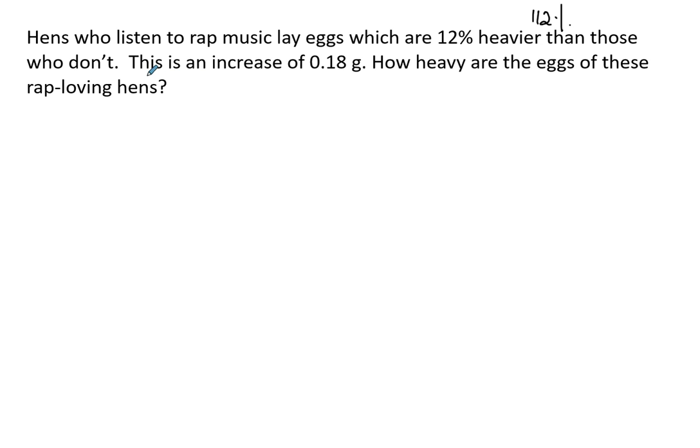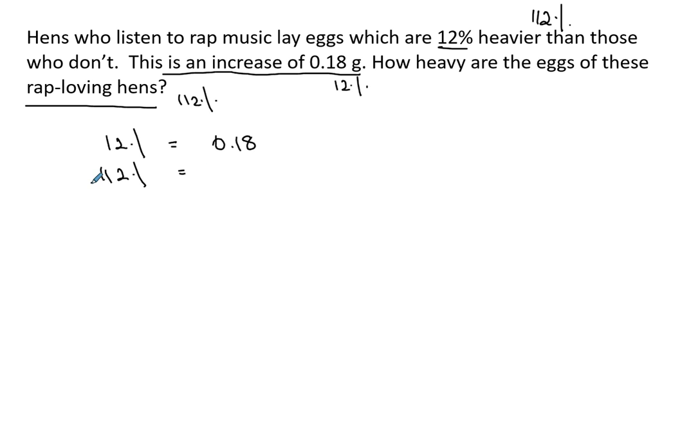Okay, this is an increase of 0.18 grams. So that means the 12% is the 0.18. Yeah, so that's the 12%. How heavy are the eggs of these wrap-loving hens? So these wrap-loving hens is the 112%. Okay, so we go 12% is 0.18 grams. So 112% equals that divided by that times that, and you get 1.68 grams.